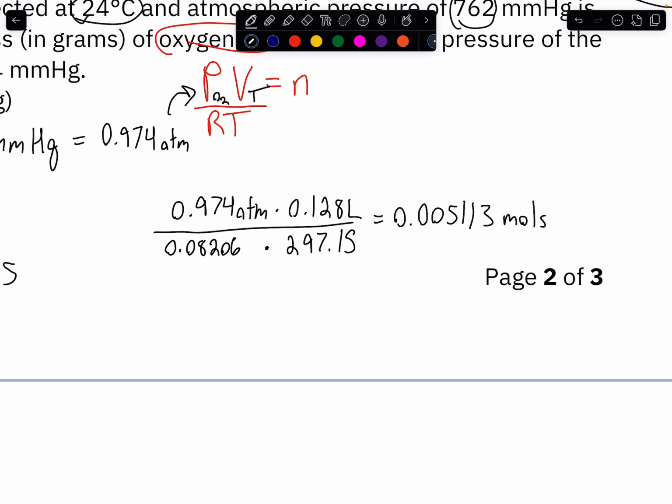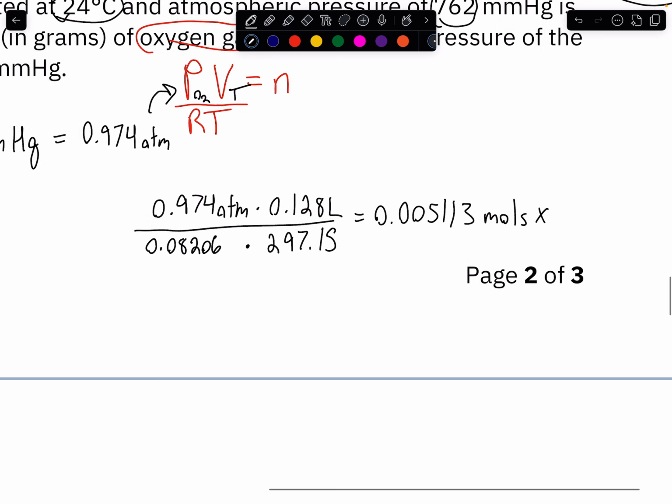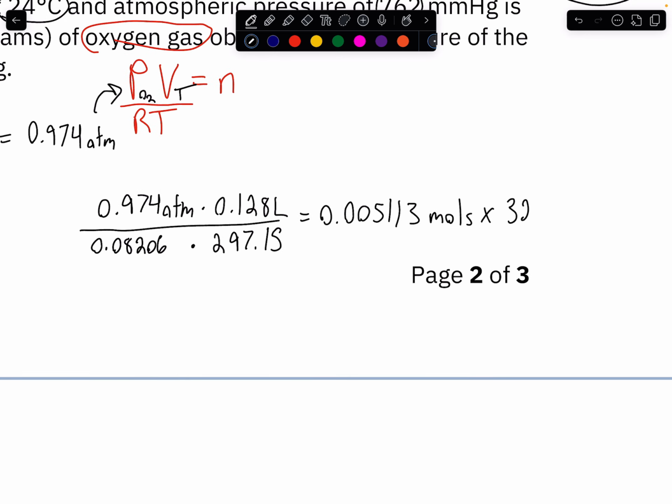Now we also need to multiply this by our molar mass, which for O2 is just 32 grams per mole. And so that should equal approximately 0.164 grams of O2.